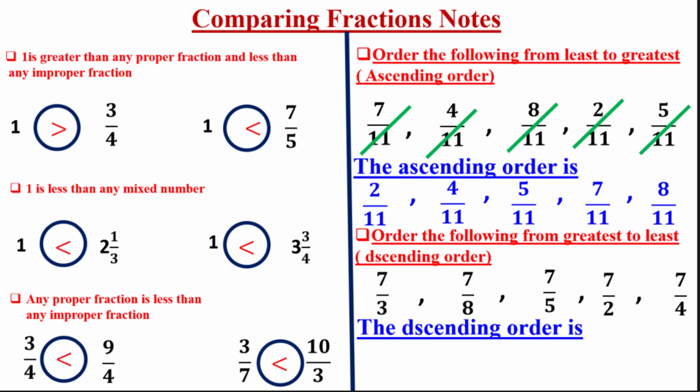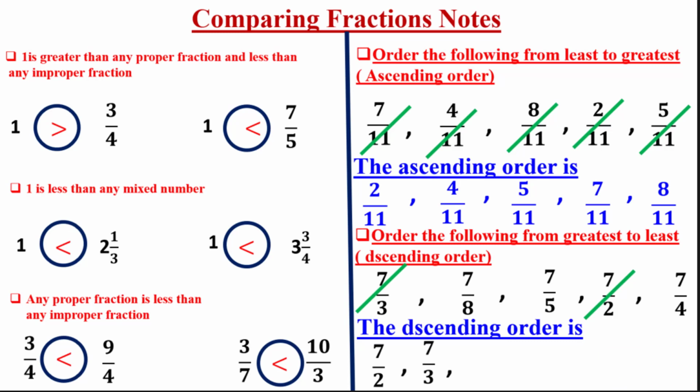So look for the greatest one. The greatest fraction here is the fraction with the smallest denominator. So the greatest one is 7 over 2. It's a rule we studied before. We will start with the greatest one, 7 over 2, followed by what? 7 over 3. Very good.